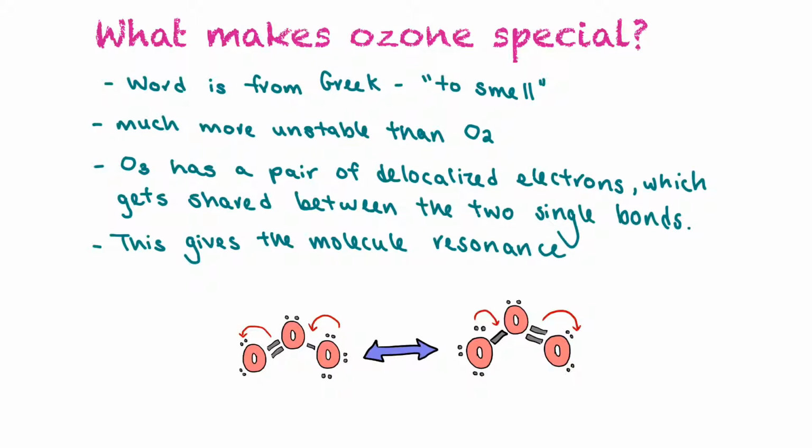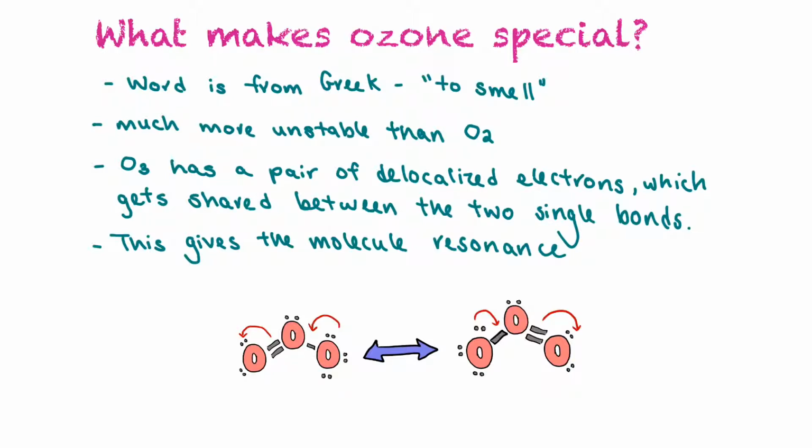So what makes ozone so special? Well, first of all, the word ozone comes from the Greek word to smell. Ozone actually has a distinctive smell. After a lightning storm, sometimes when you go outside, the air has this distinct, crisp smell. That actually is ozone that you're smelling.